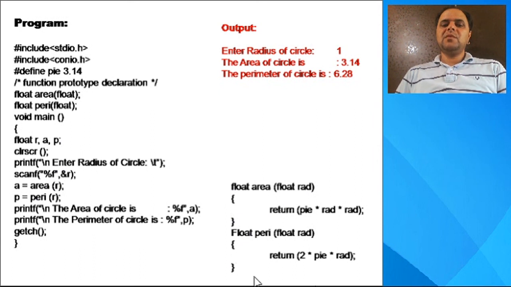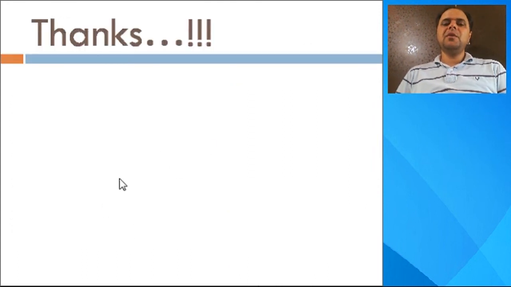So this is the example of how we can calculate the area and perimeter of a circle using call by value of a function. This is what I have for today, the different four categories of function and call by value with an example.